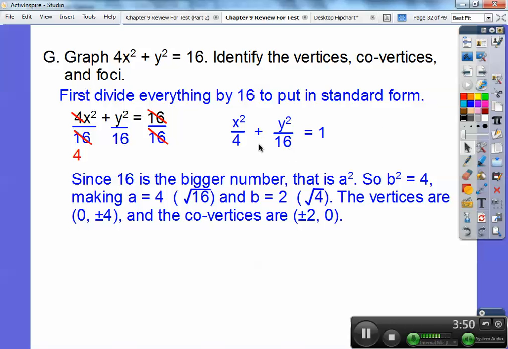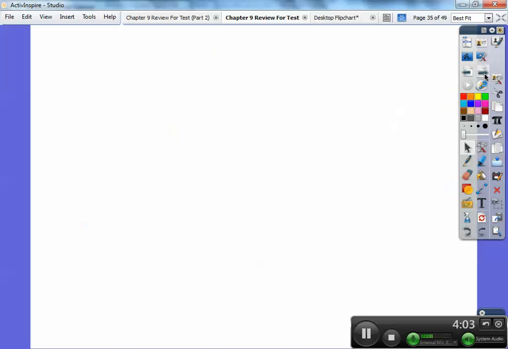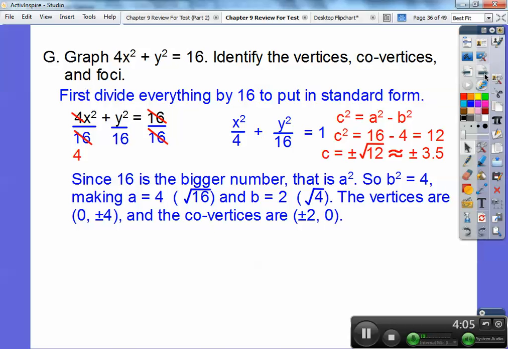And I say this, you guys, since ellipses have plus signs, your c squared formula has a minus sign. When hyperbolas have minus signs, your c squared formulas have plus signs. So what I'm going to do is subtract: 16 minus 4, a squared minus b squared, and you get 12. The square root of 12 is plus or minus about 3.5-ish, you guys.